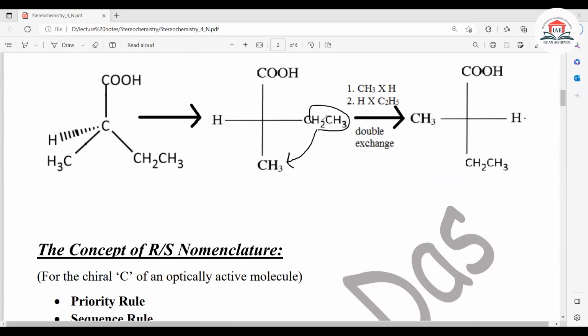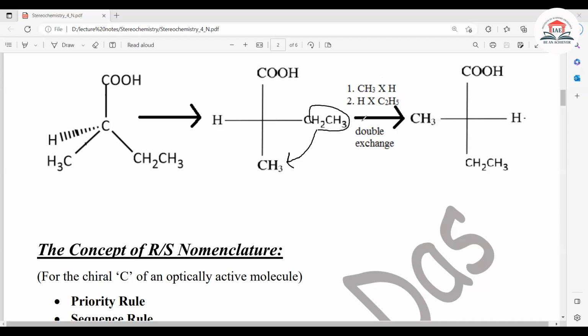Now, in Fischer projection, you cannot just change one group and get the same structure. When you are changing the structure, you have to remember that you cannot change the configuration entirely. So if you have to change the position of any group, you'll have to do a double exchange. That means if you change the position of one group, consequently you'll have to change the position of another group as well. So let's say I change the ethyl group with the methyl group, then I'll have to again change the methyl group with the hydrogen.